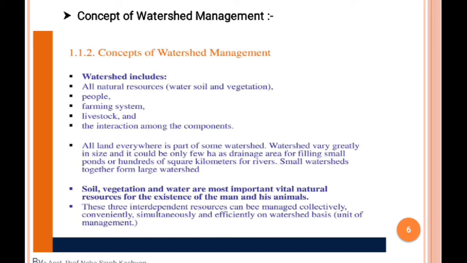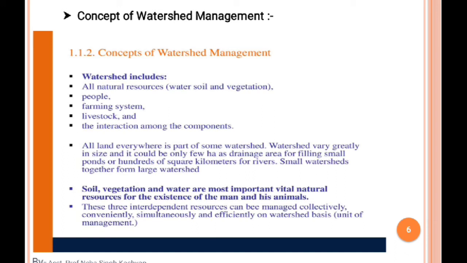When we talk about the hydraulic components, we can say the flood, erosion, landslide, water scarcity, water quality degradation. These are the hydraulic components. So these components are very essential to run the watershed management system properly. Okay, so these are the theoretical watershed management concepts.